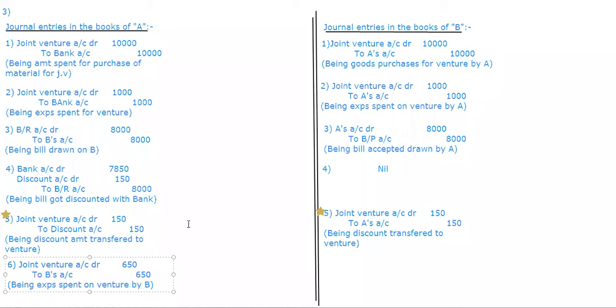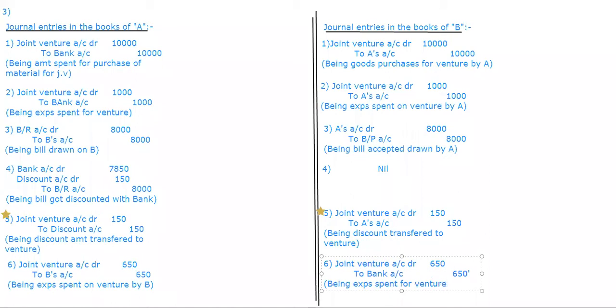B. Now the same entry. Now these are his own expenses, no? So that's why we'll write joint venture account debit 650 to, now in his books we will not write his name, so that's why to bank we are going to write it. And narration: being expenses spent for venture. That's it. Okay, done. Now this is done, and then again we are going to have one more entry. Sale entry, we haven't written the sale entry yet, no? So now we are going to write the sale entry.